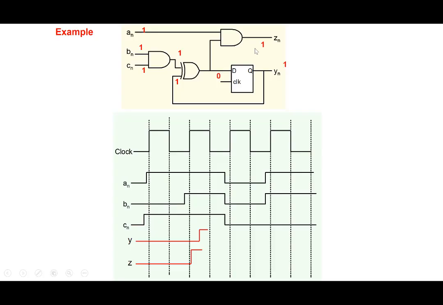So look at what happens here. This was 0 here, right? This was 0 here, and this is 1 and 1, so Z is equal to 1 here. So Z is 1 here. But then the moment the clock comes in, the state of Q changes to 1 here, and this goes to 1 here, this goes to 0 here, and this goes to 0 here, right? So that's how it behaves.